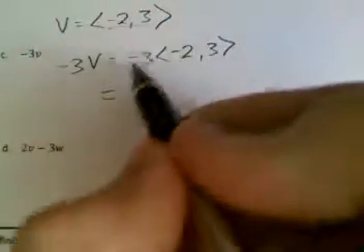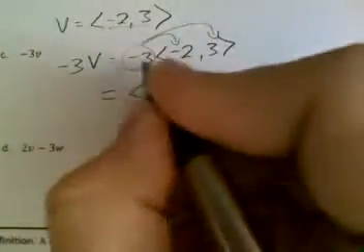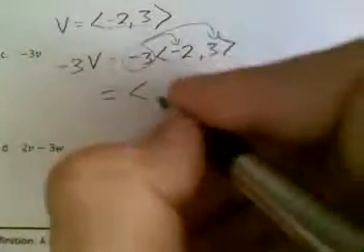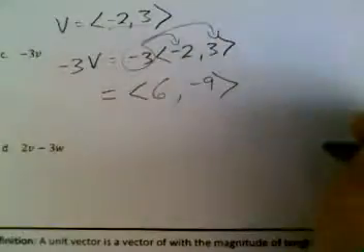So let's go back to this page and mathematically show what this is. All I'm doing is taking this negative 3 and distributing it in. So this is the vector. What's negative times negative? Positive. 3 times 2 is 6. Negative 3 times 3 is negative 9. That's what that vector is.